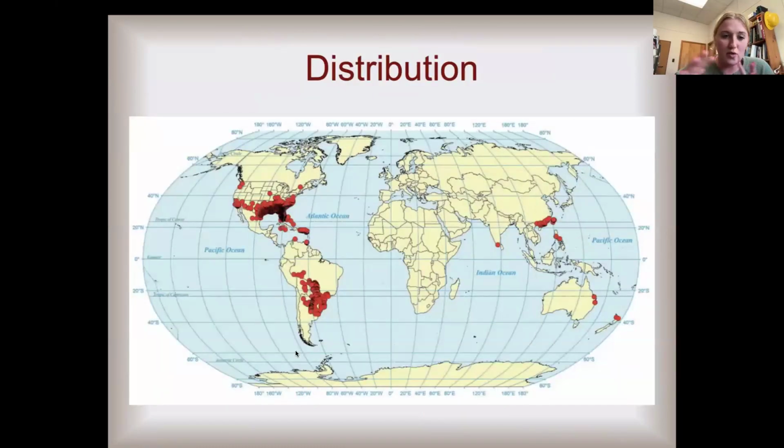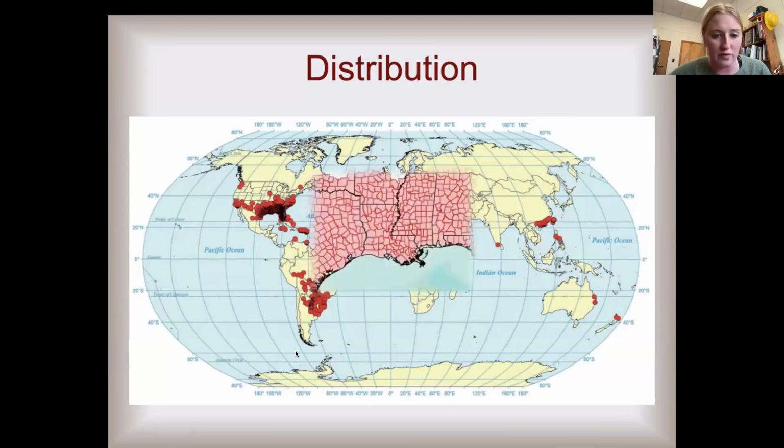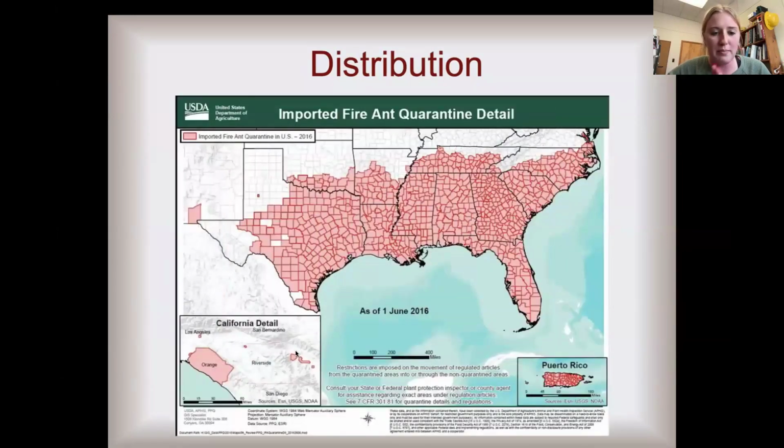So this map here just shows the worldwide distribution of the fire ants. Those red dots are really big, and it looks like they're all over Virginia, but if we zoom in, they're not all over Virginia yet. This is a little bit better of a map if you're looking at the southern part of the US. So you can see they are now in Southeast Virginia, and they're continuing to expand.